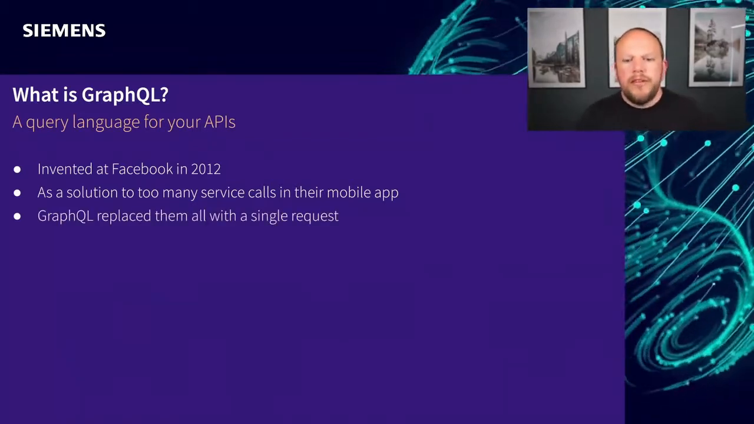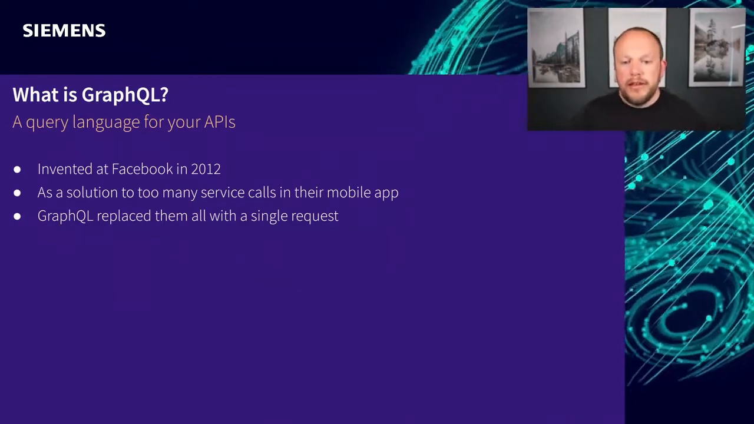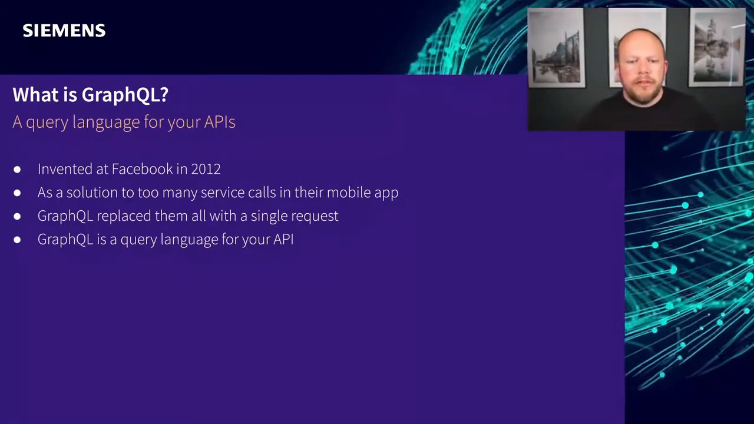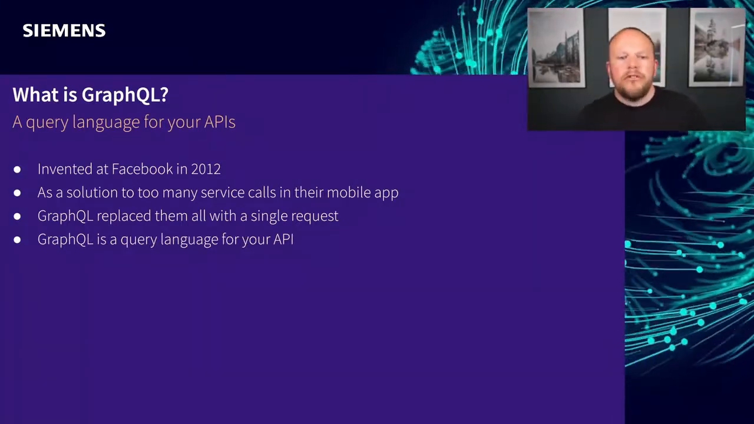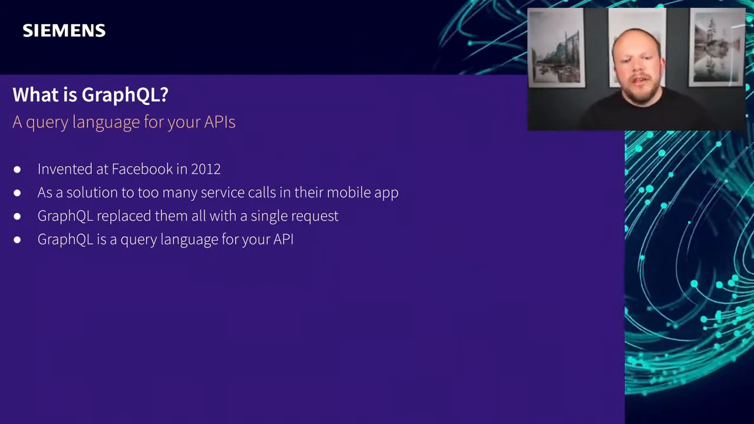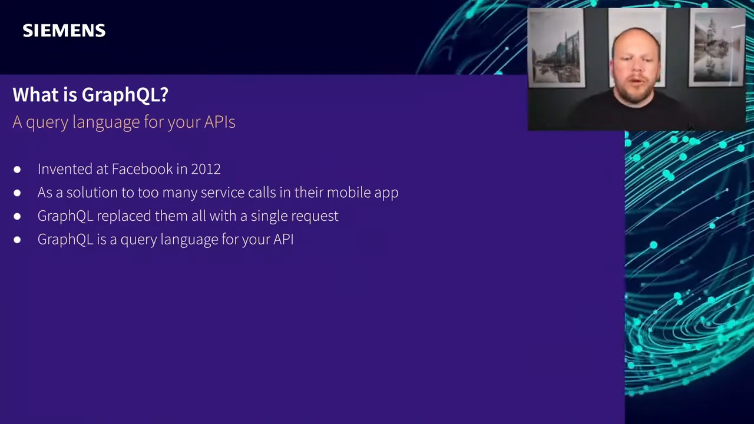GraphQL allowed them to replace these multiple calls with a single flexible call that only fetched the data that was needed and nothing else. So what is GraphQL? Well, the GraphQL Foundation page at graphql.org describes GraphQL as a query language for your API. That's a pretty high-level description. The spec basically outlines a query language and the way in which a server should respond to query requests.